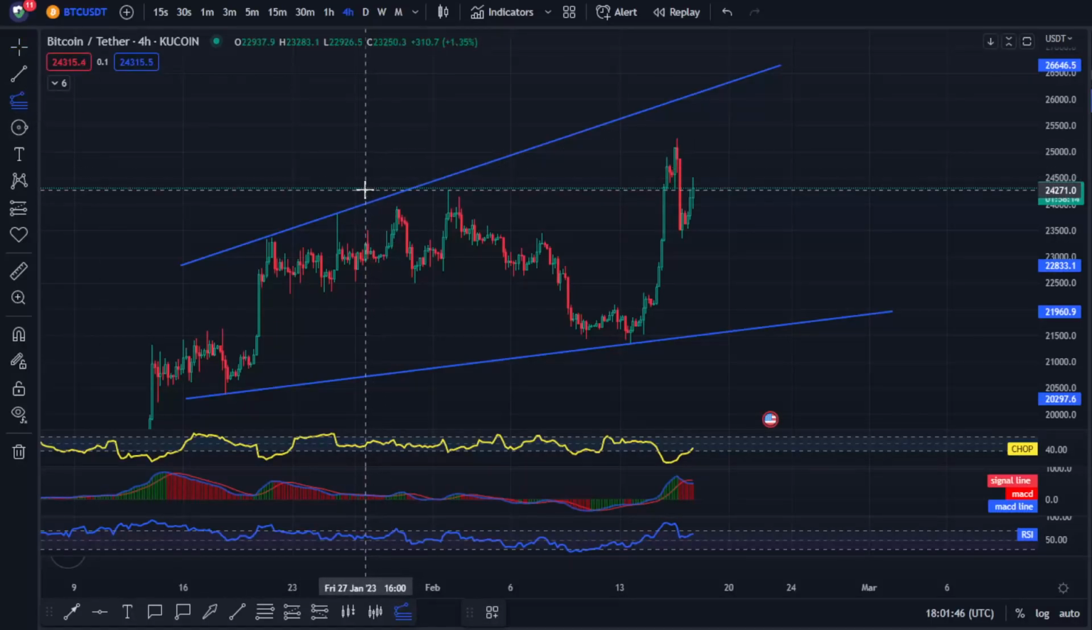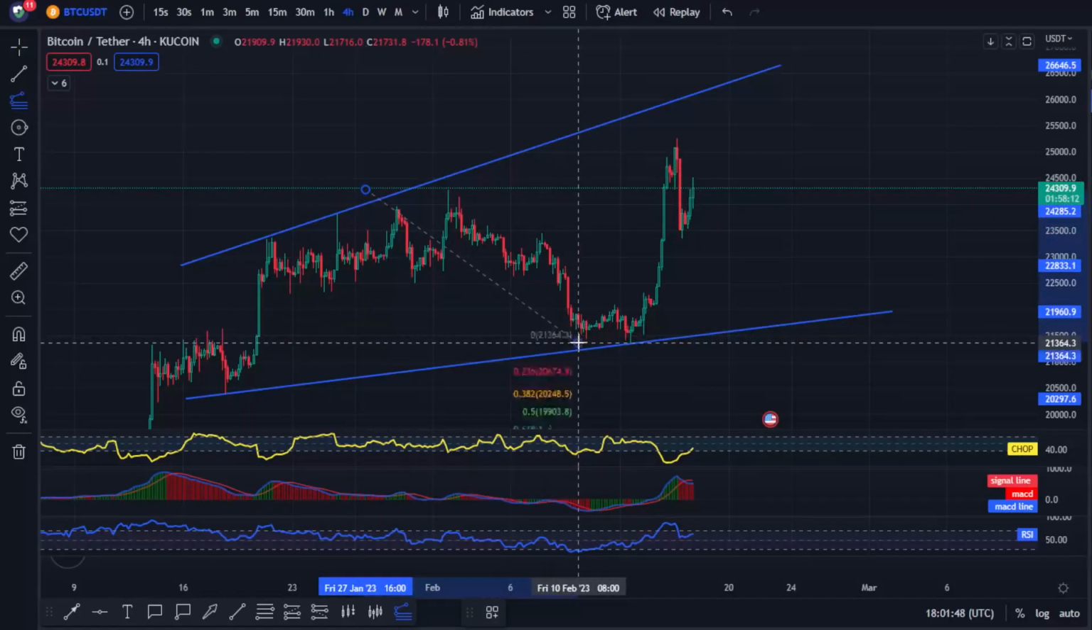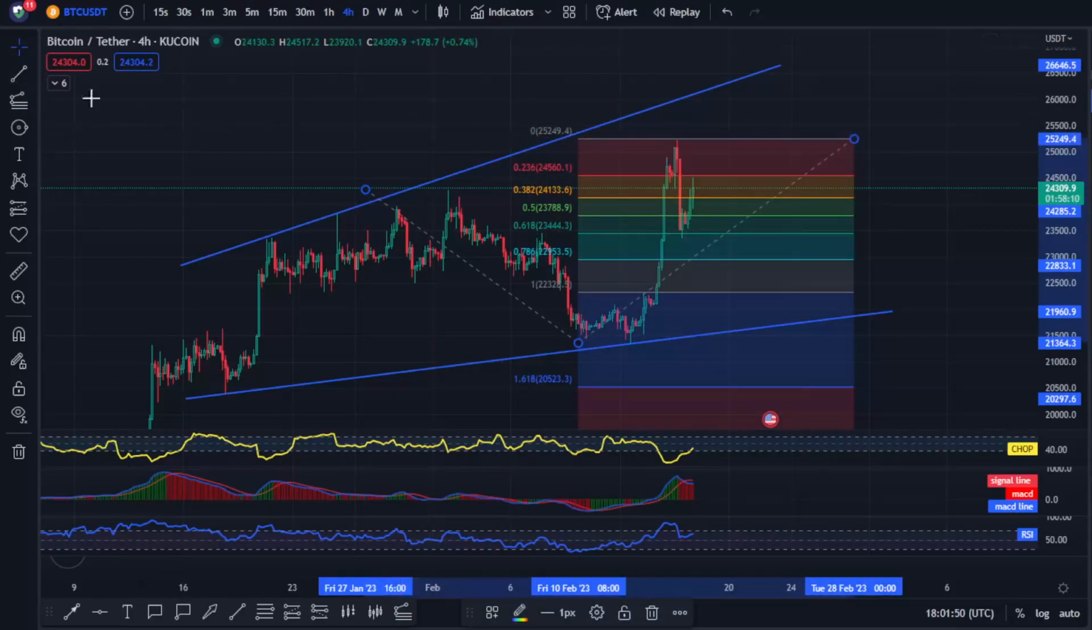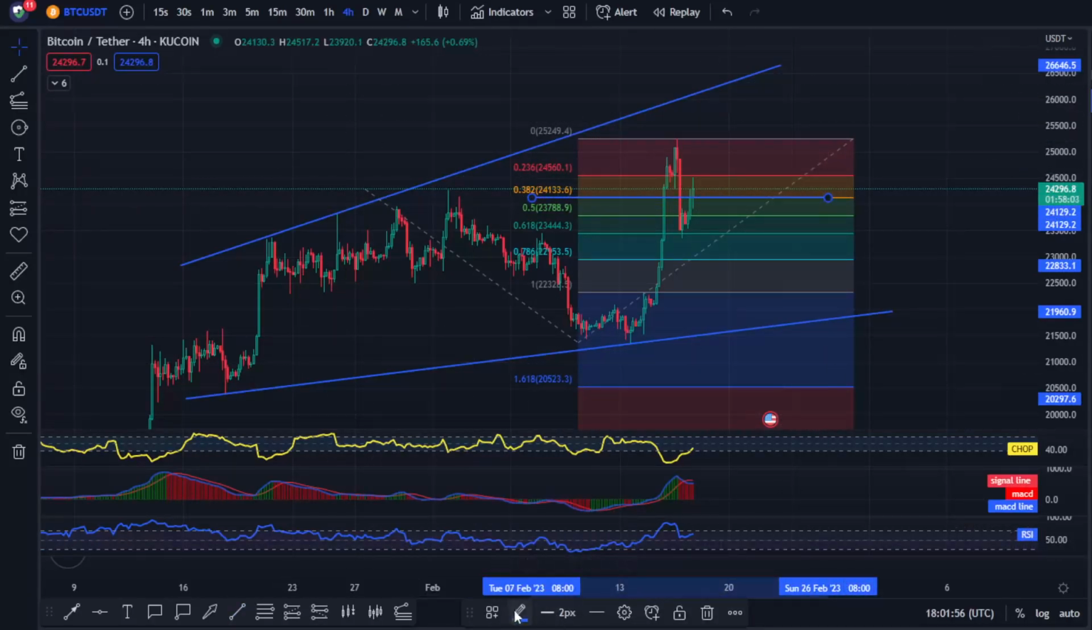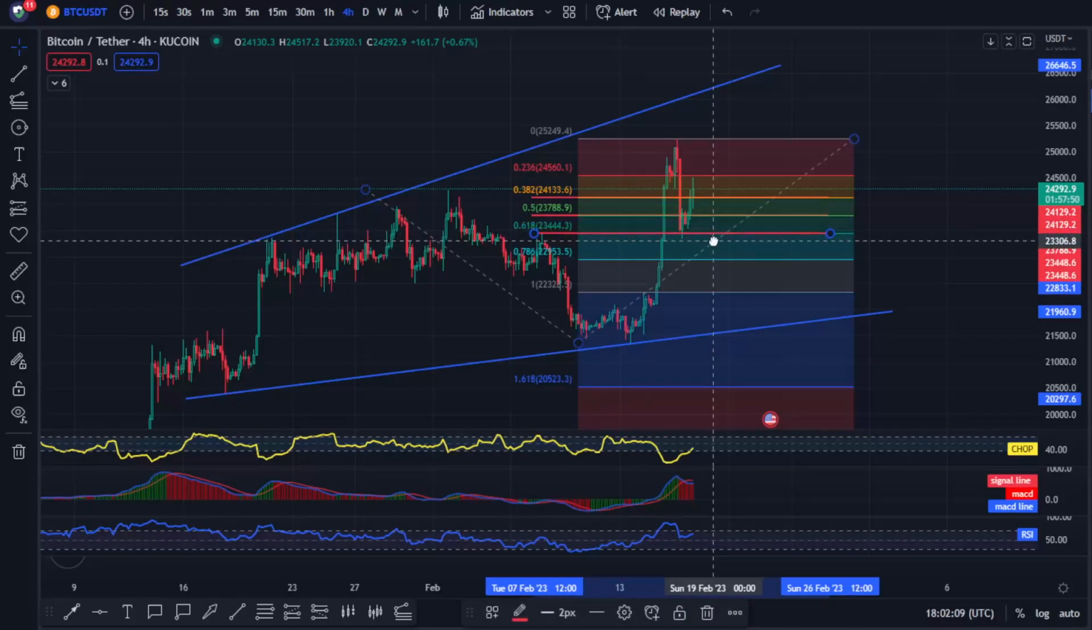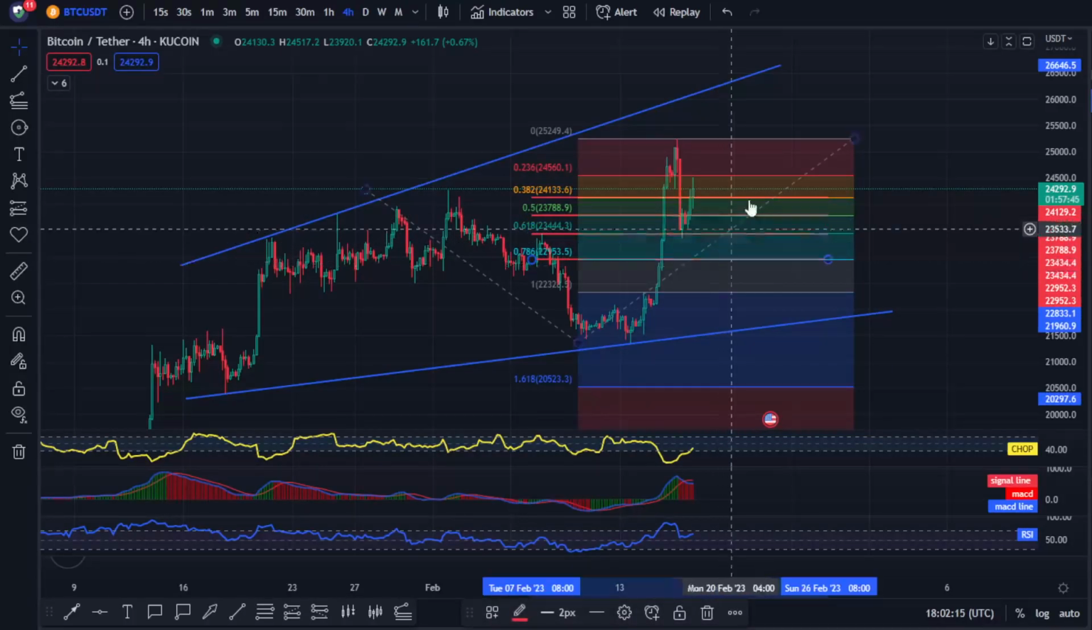Now we can move on to marking the places of support in the event of a correction. And here, in the first place, it is worth marking the support at the price of $24,129. When the price drops lower, the second support is at $23,789, then at the price of $23,434 and $22,952.